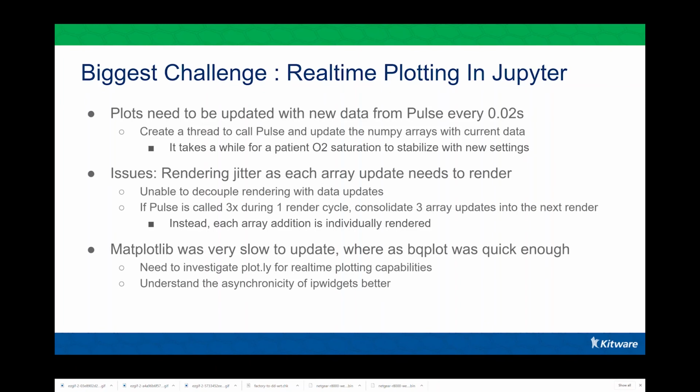I was unable to decouple the rendering and data updates from each other. So if Pulse was called 3 times during one render cycle, each addition to the array kicked off a new render request. So each of those renders would occur, where I would rather, if 3 data points came in during a render cycle, have the next render cycle include all 3 data points. I couldn't figure out how to get those to decouple. So maybe that's just a misunderstanding of the asynchronicity of IPy widgets. Maybe we need better documentation on that. But I'm trying to figure it out, so hopefully I can have some lessons learned.